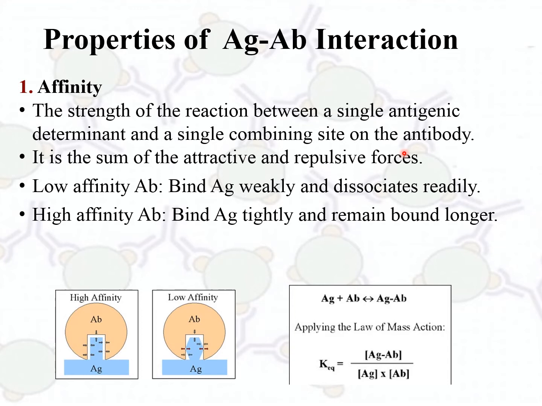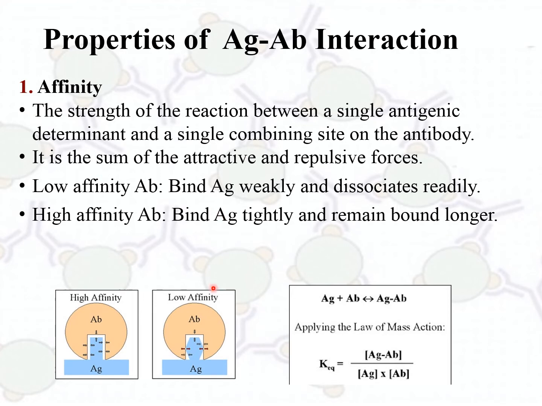So this type of reaction strength involves the sum of all the attractive and repulsive forces. An antibody which has low affinity to an antigen binds to it weakly and dissociates readily. However, an antibody which has high affinity for an antigen binds to it tightly and remains bound for a longer period of time.